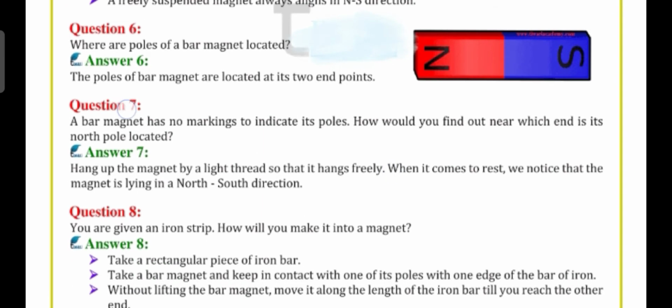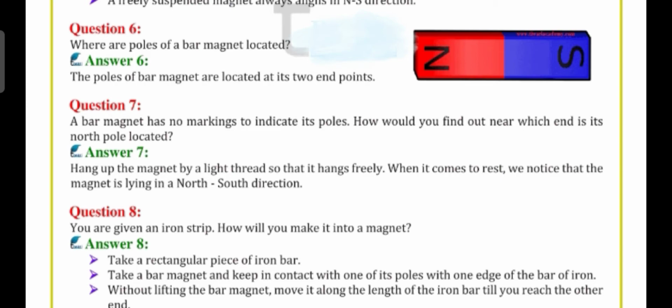Now we can move to the seventh question. A bar magnet has no markings to indicate its poles. How would you find out near which end its north pole is located? There will be no marking on the magnet, so in a bar magnet, how can we find out which is the north pole and south pole? For that, what do we want to do?